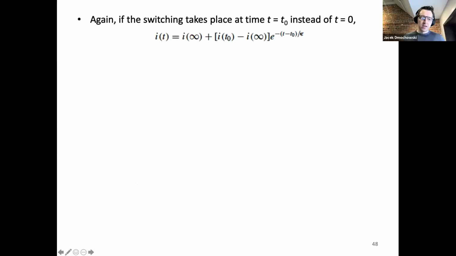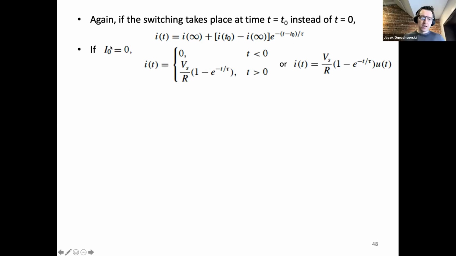A couple of other notes here. If the switching happens not at 0, but at time t naught, then you use the same general formula of solution. You just shift time by t naught units. So you replace t with t minus t naught.